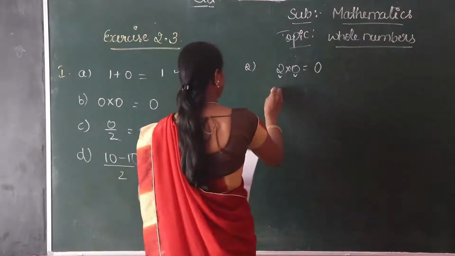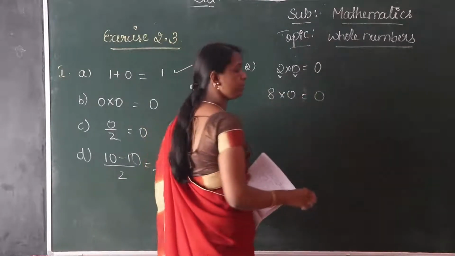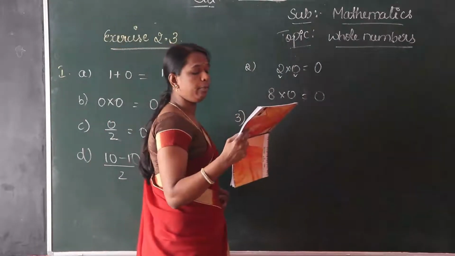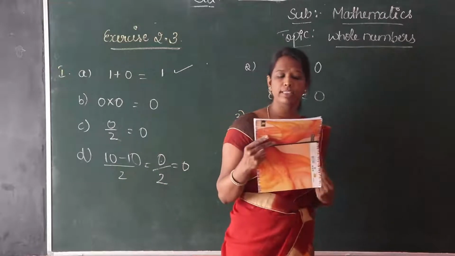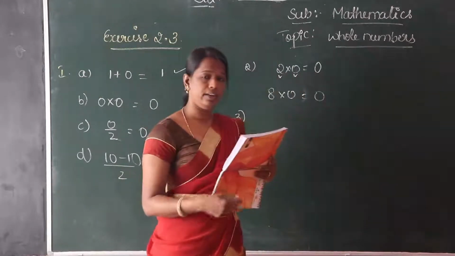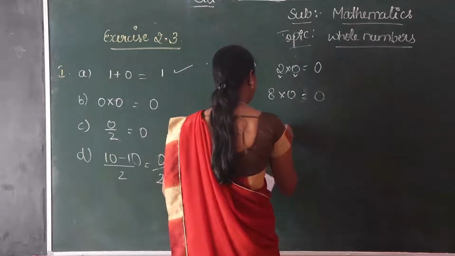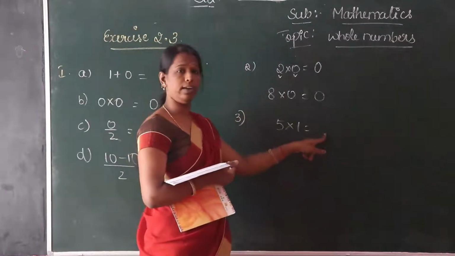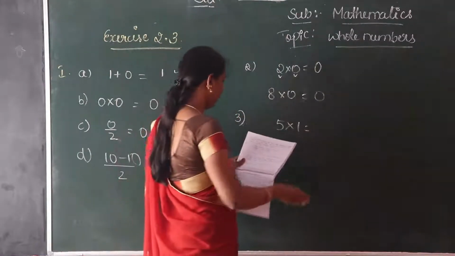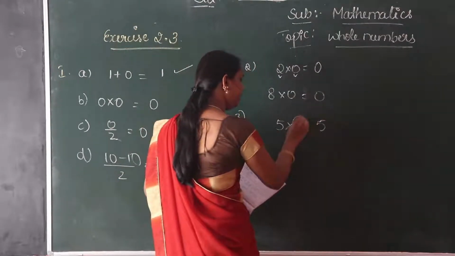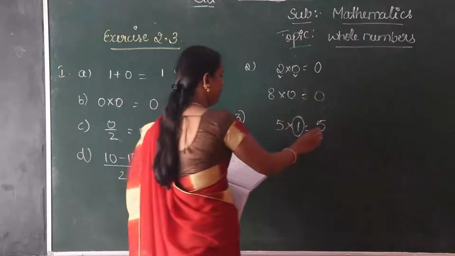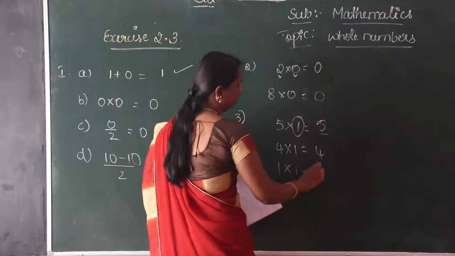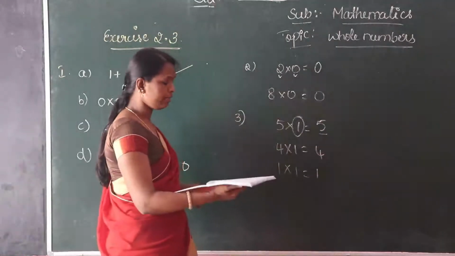I'll take one more example. 8 into 0, you get 0. So this is the second sum. Third one: if the product of two whole numbers is 1, can we say that one or both of them will be 1? Justify with an example. Write 5 into 1, you get 5. 4 into 1, 4. But 1 into 1 you get 1. Like this, we have to justify and specify the answers.